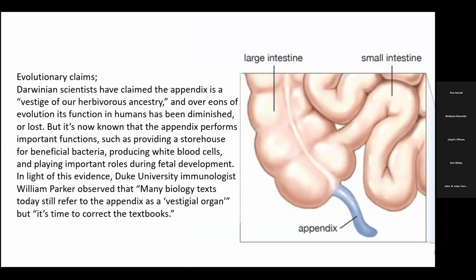I am going to mess up some words this afternoon, so get used to that. And over eons of evolution, its function in humans has been diminished or lost. But it's now known that the appendix performs important functions such as providing a storehouse for beneficial bacteria, producing white blood cells, and playing important roles during fetal development.